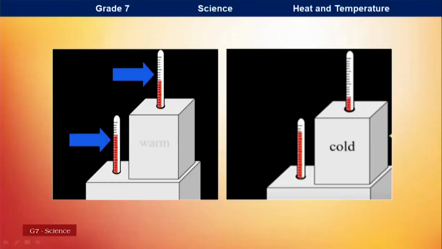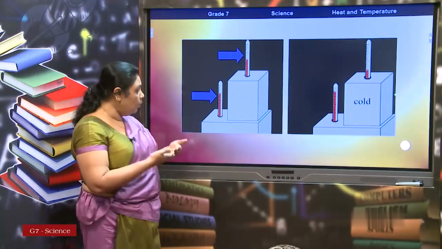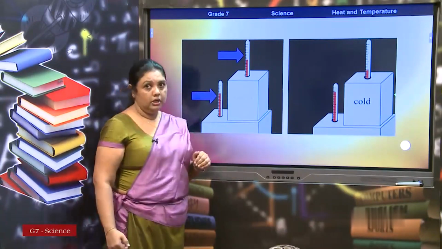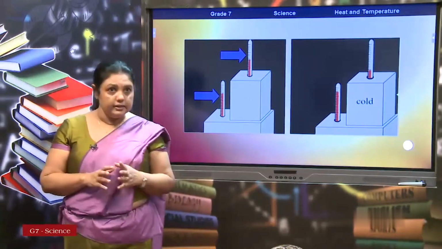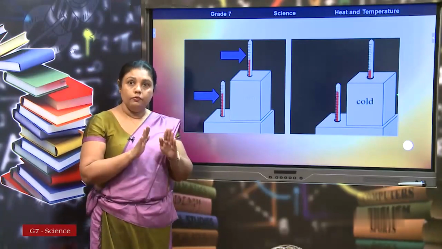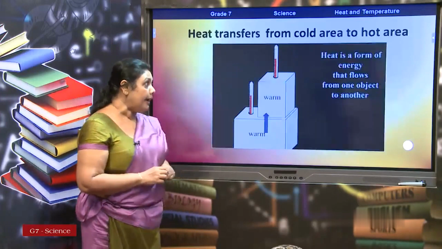Now look at the temperature here. The cold block is getting warmer. Therefore, temperature rises as a result of heat moving from the hot block to the cold block. So you simply need to understand that heat always moves from a hot place to a cold place.